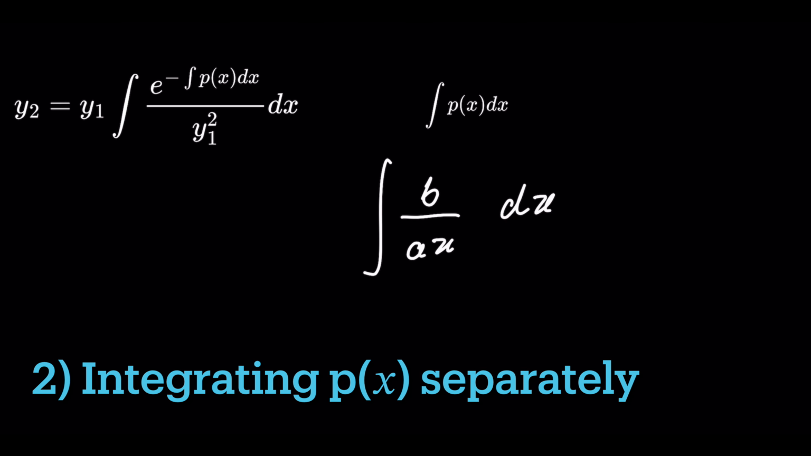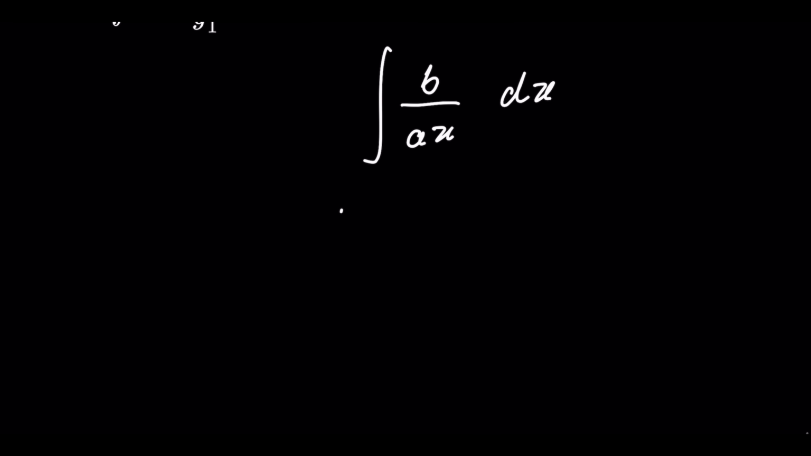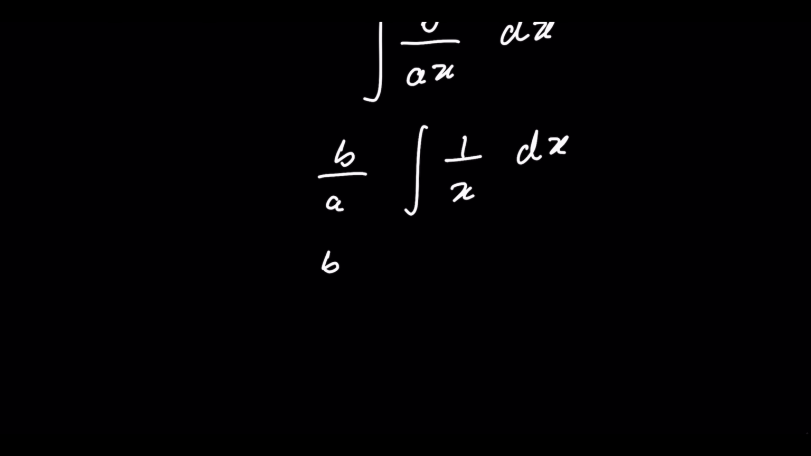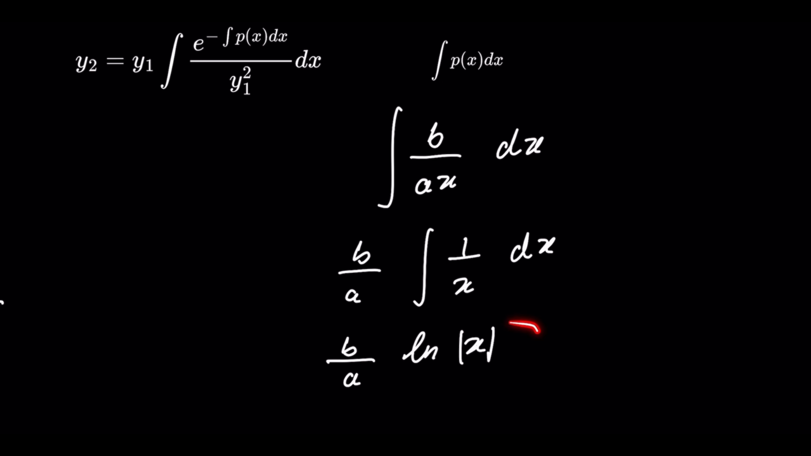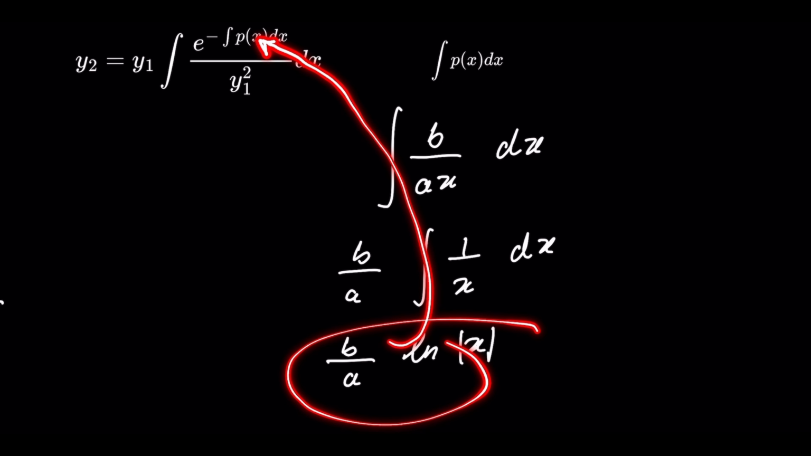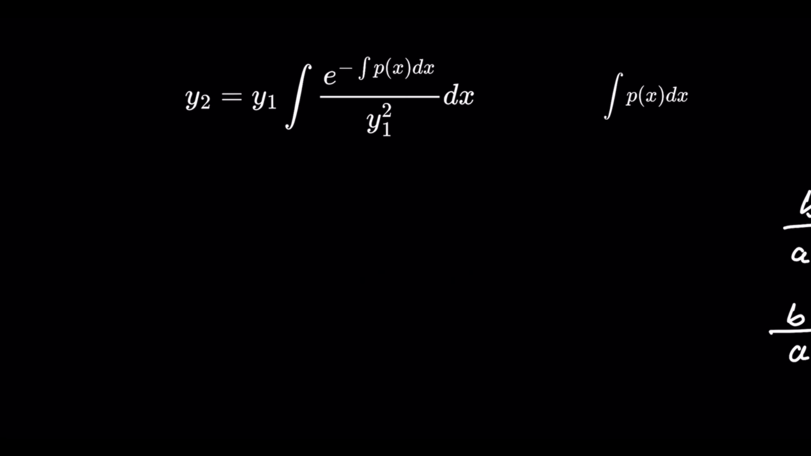Since we are integrating with respect to x, we can factor out b divided by a from the integral. So we're going to be left with this. And we already know that the integration of 1 divided by x is ln x. So our final answer is going to be b divided by a ln x. Now, we are going to be substituting p of x here, and y1 is equal to x power m here and here.